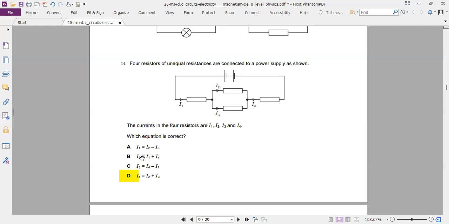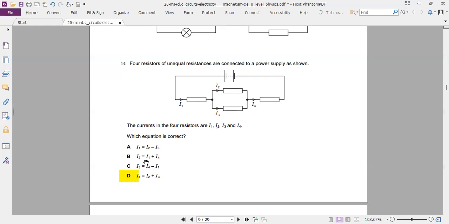So here, which one is correct? The current is coming from here, I1, and then it splits into I2 and I3 and combines back as I4. So I4 should be equal to I2 plus I3. Let's look why A, B, C are wrong. In A, I1 is equal to I2 minus I3. No, it should be I2 plus I3.